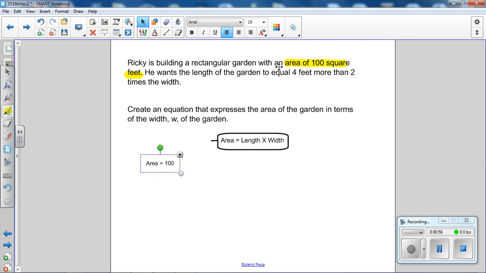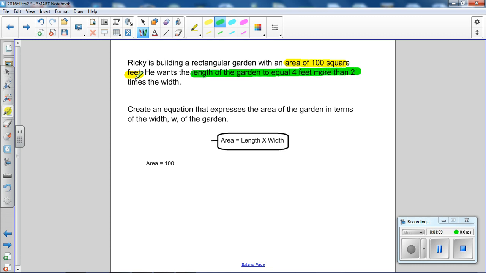Alright, that's given. Now, the next piece of information it tells us is what our length is equal to. Right here, it says the length of the garden is equal to 4 more than 2 times the width. Now, this is what we also need to pay attention to. It tells us our variable W represents the width. So wherever I see the word width, I know that that's my W. And I see the word width in this particular problem right here.